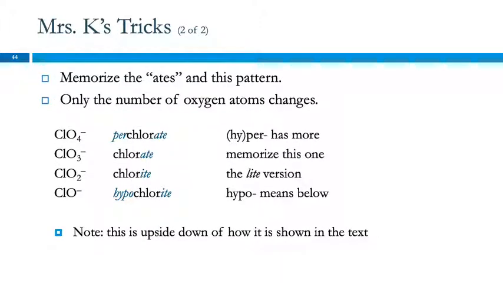So my tricks: memorize the ates and this pattern. And remember that only the number of oxygens changes. So you memorize this one, and then for the per, you add an oxygen. So this is chlorate, you add an oxygen to get perchlorate. This is the light version, like Bud Light has a third fewer calories than regular Budweiser. Chlorite has a third fewer oxygens than regular chlorate. And hypochlorite, hypo means below, like hypodermic needle, goes below your skin.